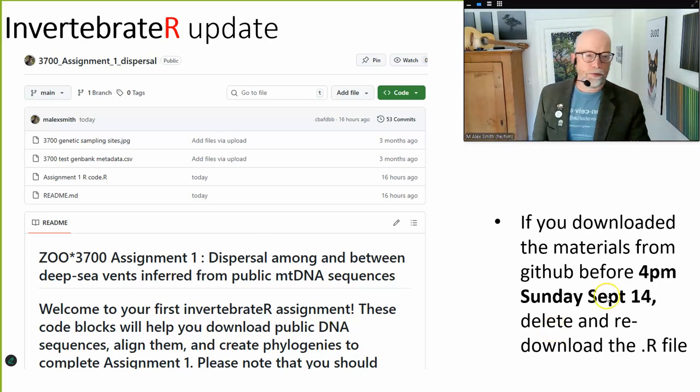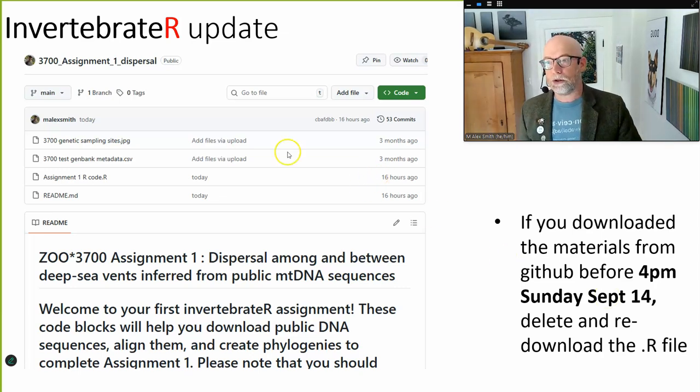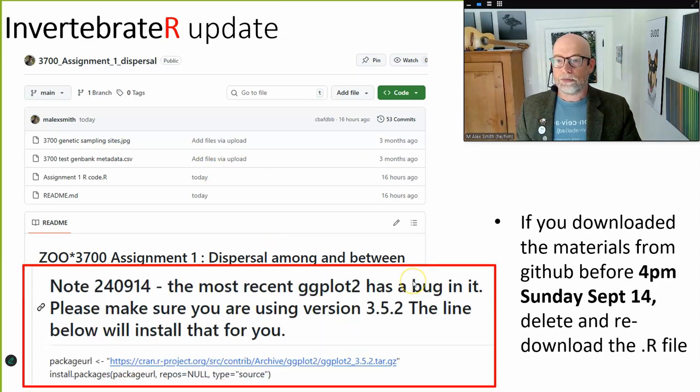If you've done it anytime before 4 p.m. yesterday, so when you go to GitHub, you should see these last two, the R and the MD files, should be updated and fresh for you to see. So a round of applause and thanks all around there. And the fix is there. And this is a fix that you can apply yourself if you've already got the code.